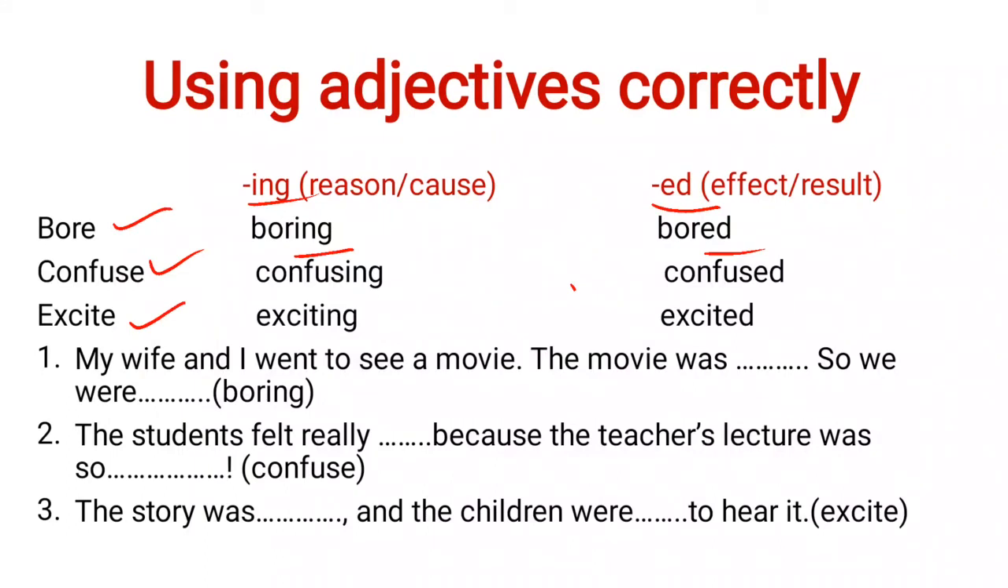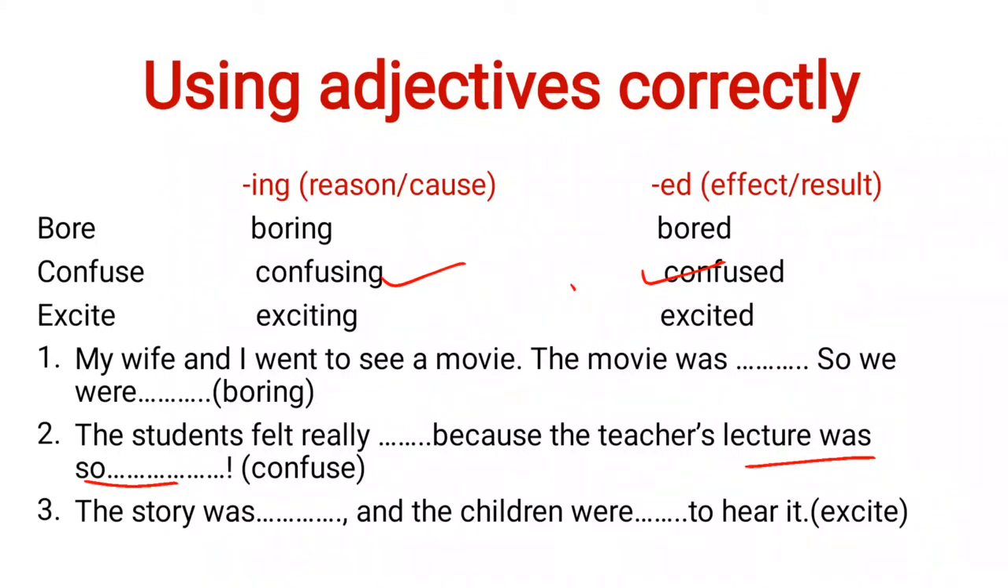My wife and I went to see a movie. The movie was dash, so we were dash. So the correct answer here would be the movie was boring, so we were bored. Similarly, when we look at the other example, the students felt really dash because the teacher's lecture was so dash. So here the correct answer would be the students felt really confused because the teacher's lecture was so confusing.